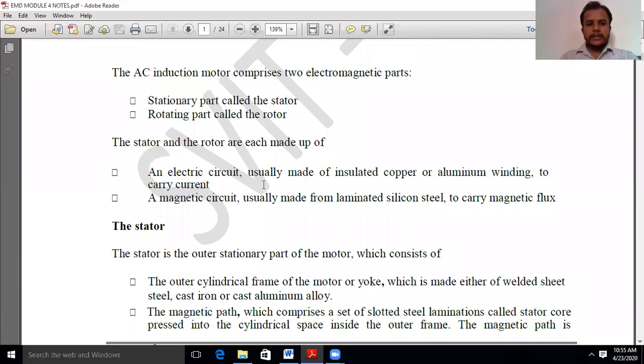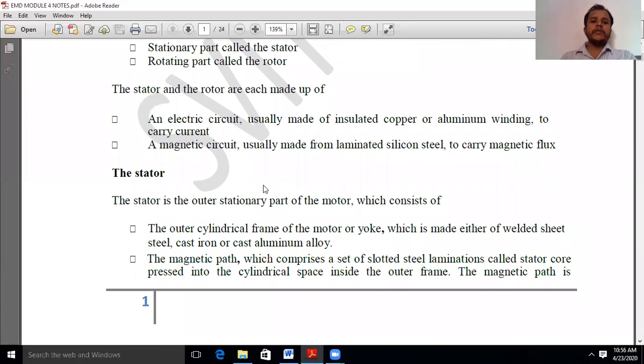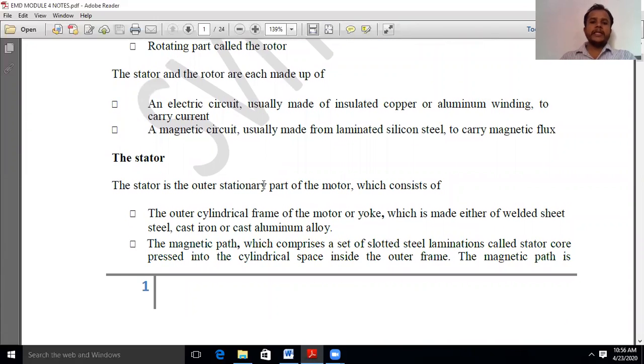Now we'll see about the stator. The stator is the outer stationary part of the motor, which mainly consists of the outer cylindrical frame of the motor, or it is called the yoke. It is made either of welded sheet steel, cast iron, or cast aluminum alloy.